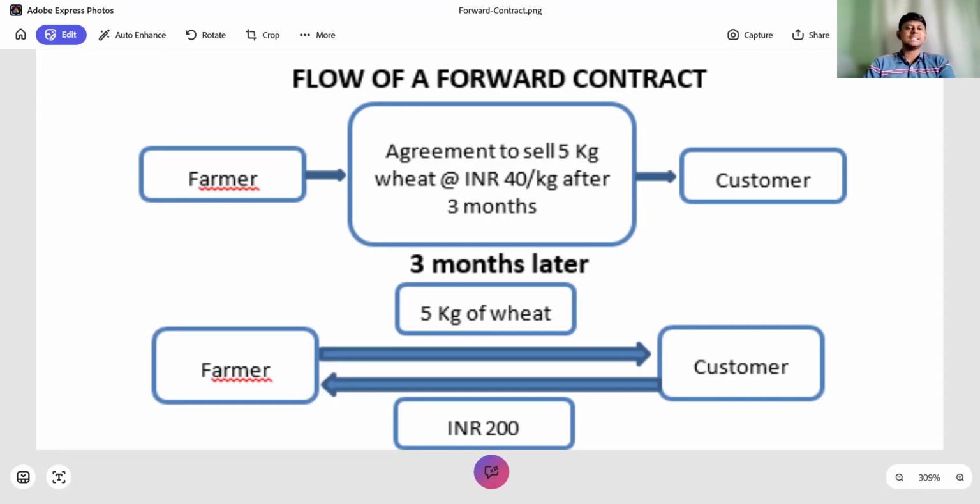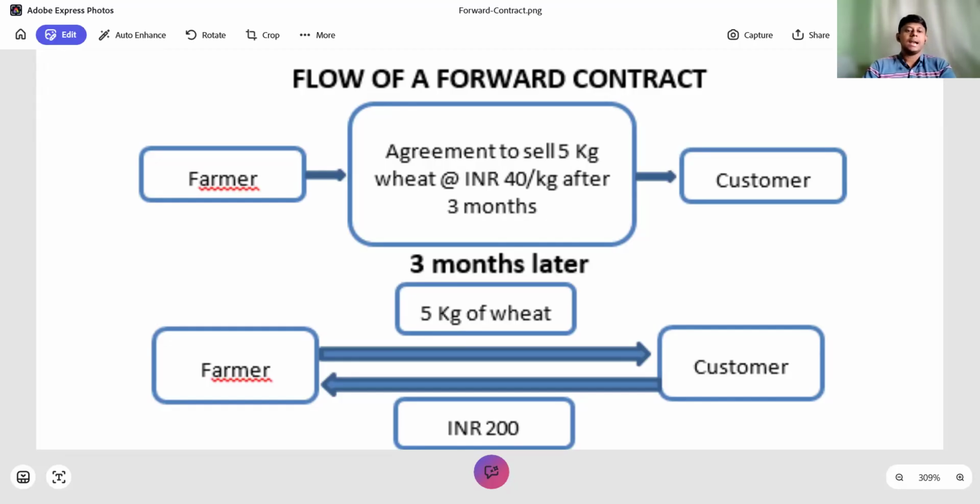The biggest reason is to reduce uncertainty. Businesses don't like unpredictable costs. By fixing prices in advance, companies can plan their expenses more accurately and avoid sudden price fluctuations. Forward contracts are widely used by exporters, importers, farmers, manufacturers, airlines, and many other businesses.